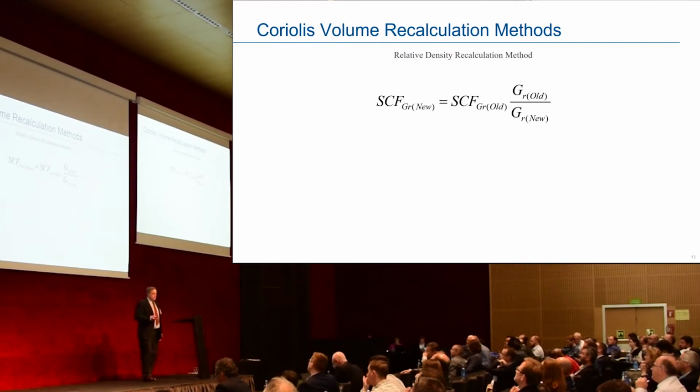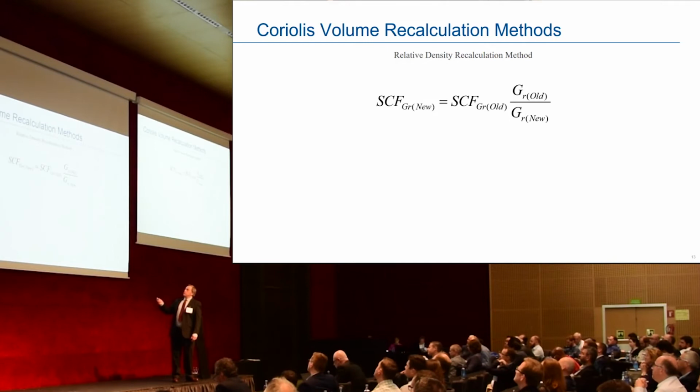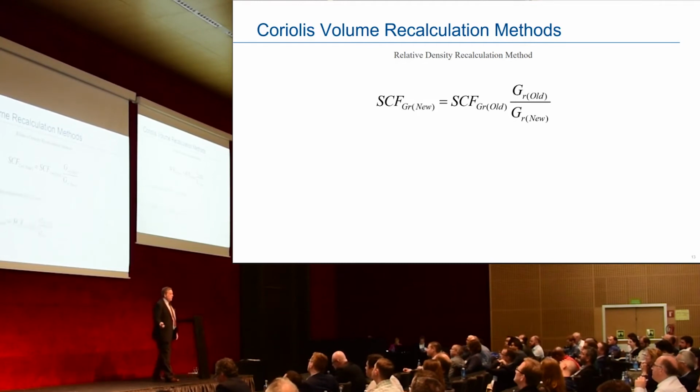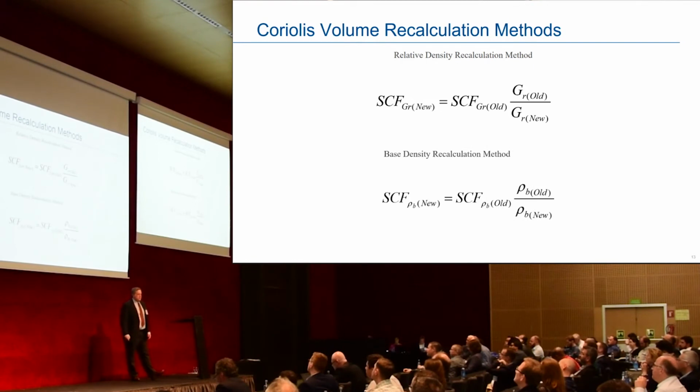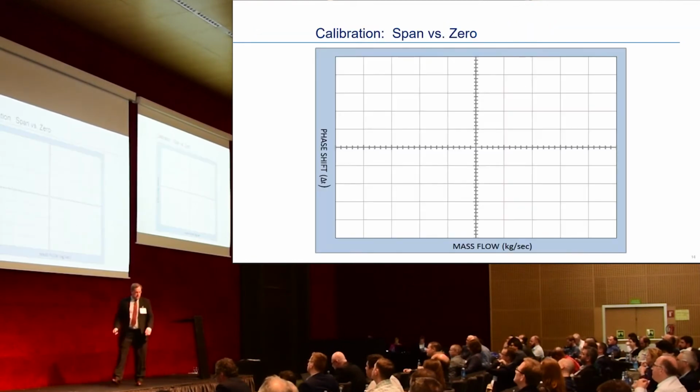So that can be quite useful if you do need to do recalculation. It makes it much simpler. All you have to do is take your previous volume measurement and multiply it by the fraction of the old specific gravity divided by the new specific gravity, or the old base density divided by the new base density, and you've got your new corrected, recalculated standard volume.